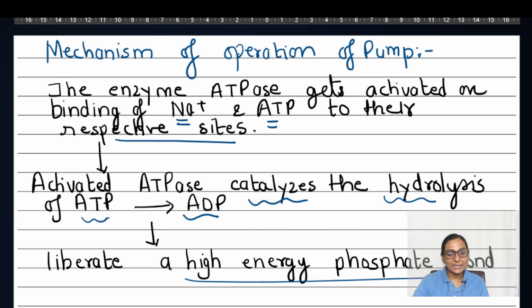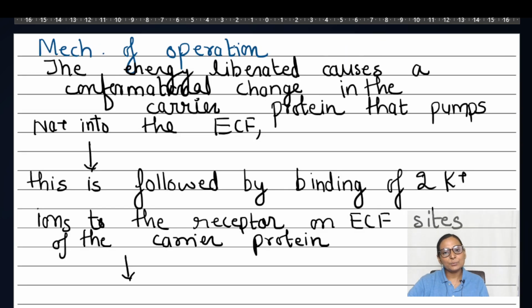अब आप क्या करेंगे उस energy से? That energy will cause a conformational change in the structure of the carrier protein. So a conformational change will take place in the carrier protein. This will cause the sodium to get pumped back into the ECF. So you require high energy to bring about a conformational change in the carrier protein. Once this change occurs, the sodium will be thrown out, or it will be pumped into the ECF.